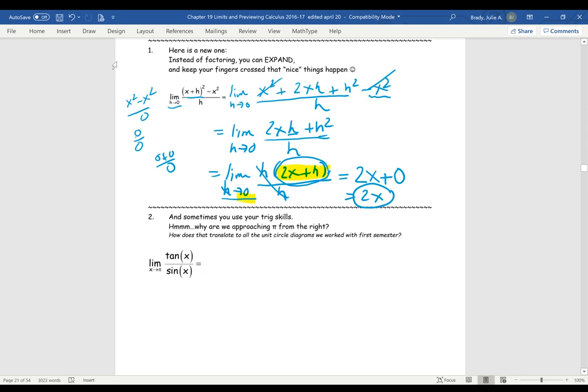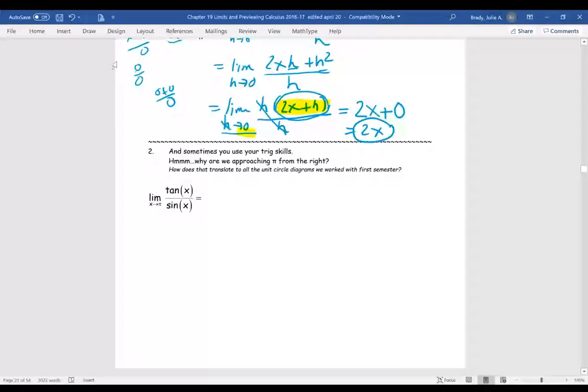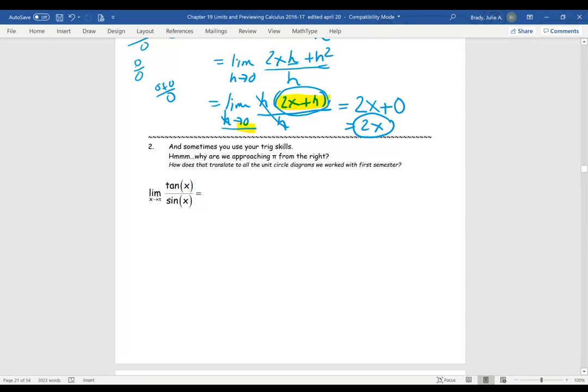Okay? And sometimes you get some trig ones. And so, oh my God, let's go back. Remember when this was so hard for you? So first thing, check to see if it's just a nice normal point. So if you plug in pi, you'd have the tangent of pi over the sine of pi. And at pi, you're here. So tangent slope, so this is 0, and sine is height. So you're like, oh, this is a 0 over 0. So what can we do?